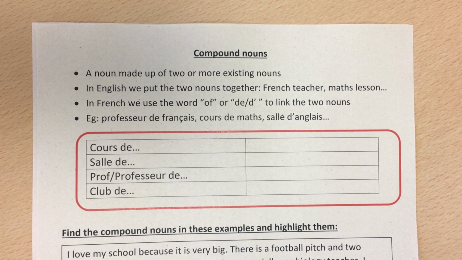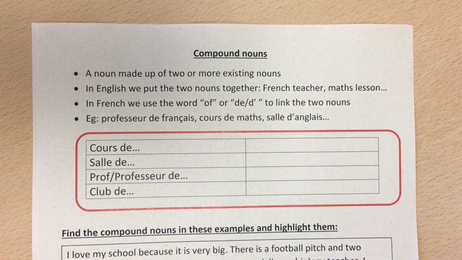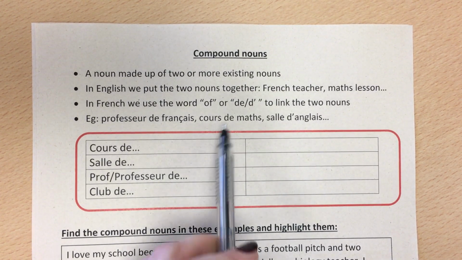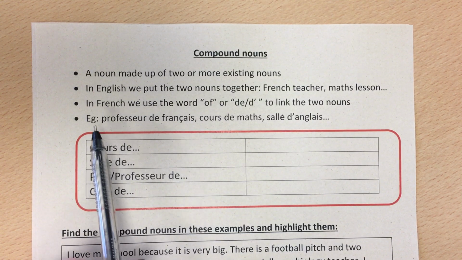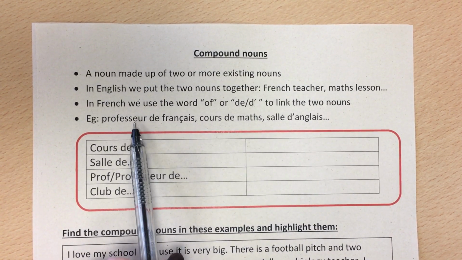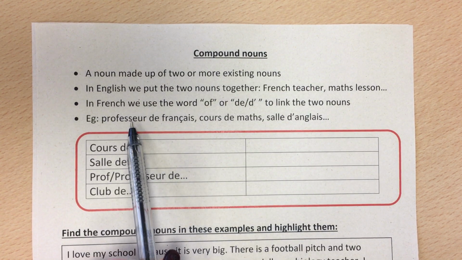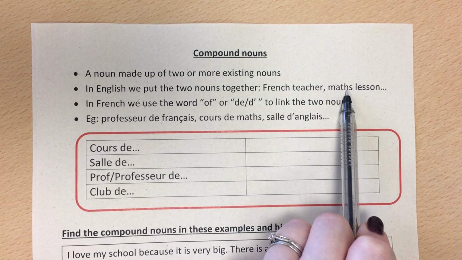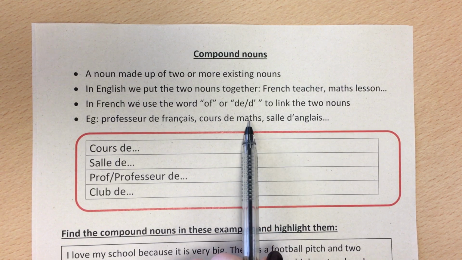In today's video, we're going to be looking at compound nouns. Compound nouns are nouns that are made up of two or more existing nouns. In English, we put these two nouns together to create phrases like French teacher or maths lesson or football stadium, for example. In French, it's almost the same, but they add in the word of, de, to link the two nouns together. So French teacher becomes professeur de français, teacher of French. And maths lesson becomes cours de maths, lesson of maths.